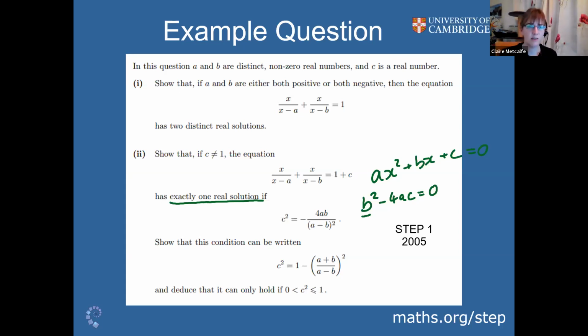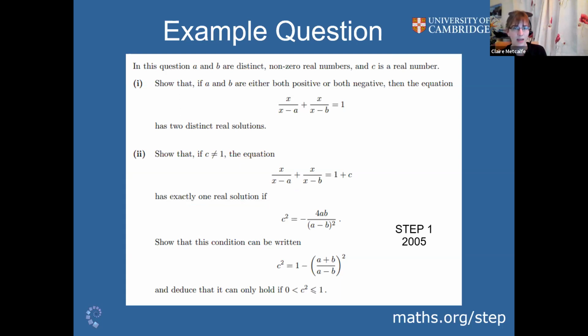So it's a really nice question, this one. And the other thing I'm going to say about this question is this is on the first foundation assignments that we have on the STEP support program. So I'll show people where to find those in a little bit.